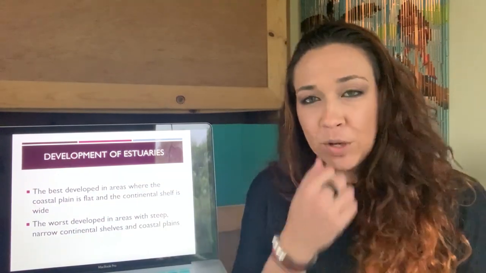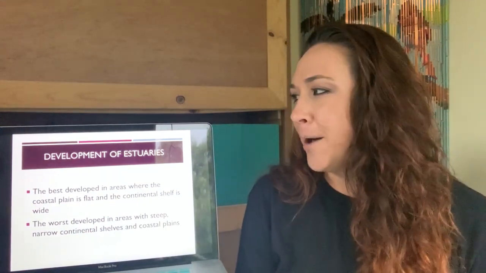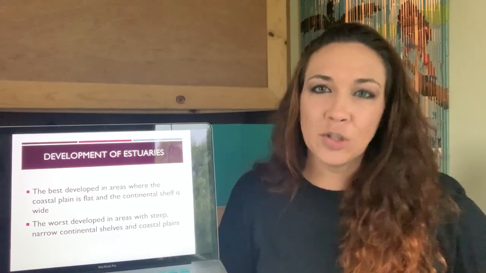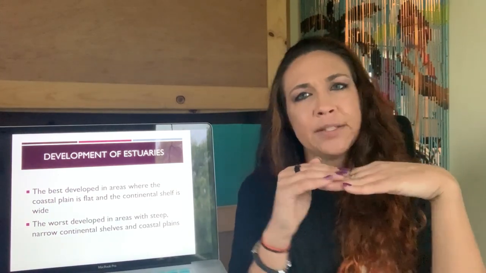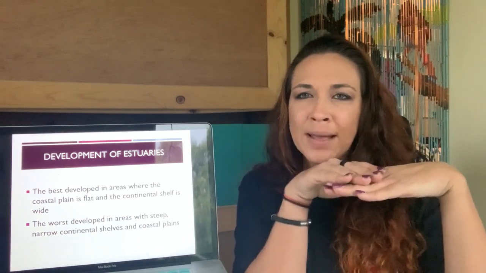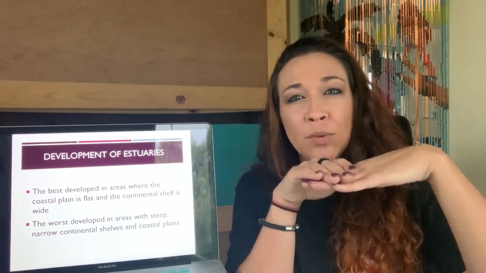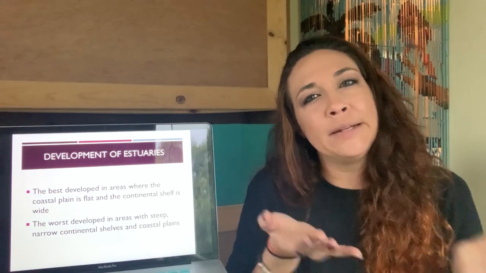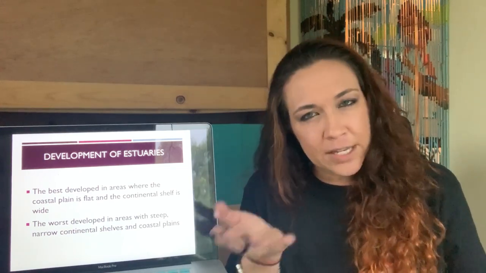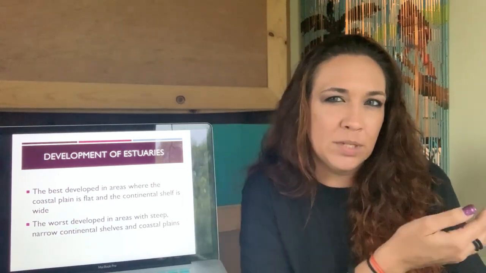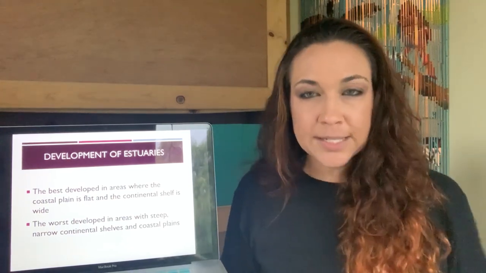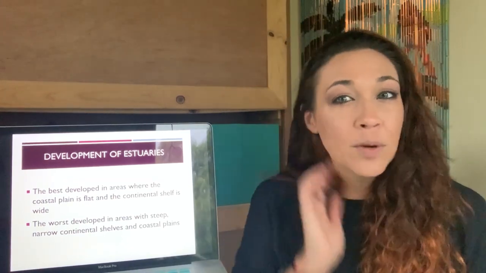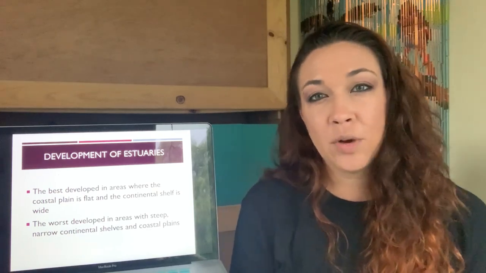All right, so we already touched a little bit on the development of these estuaries. We want something that's flat, but not super flat, because then the water is going to dry up. It's not going to be able to go anywhere. So we want it at a little bit of an angle, but high enough off of sea level so that it doesn't just flood with seawater, but it doesn't just dry up from freshwater. So it kind of has to be in this perfect location. And so that's why not every single area is going to have an estuary.